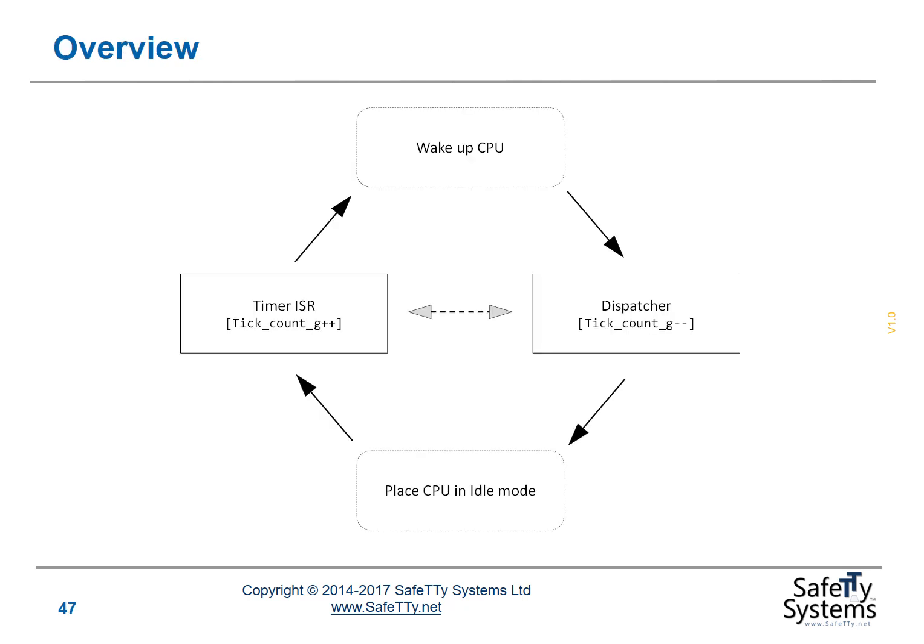So what usually happens is we use some kind of tick counter variable called tick count G in this example. And what this does is in the timer ISR, we're going to increment the tick count variable. So the timer ISR will do two things now. It will increment the tick count variable, and as a side effect, it'll wake up the CPU. Then we're going to go into the dispatcher, and in the dispatcher, we're going to decrement the tick count variable. So these two will match up.